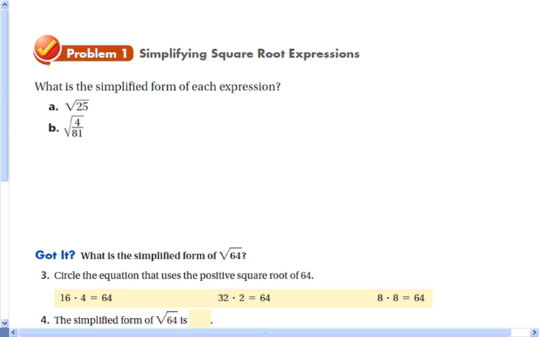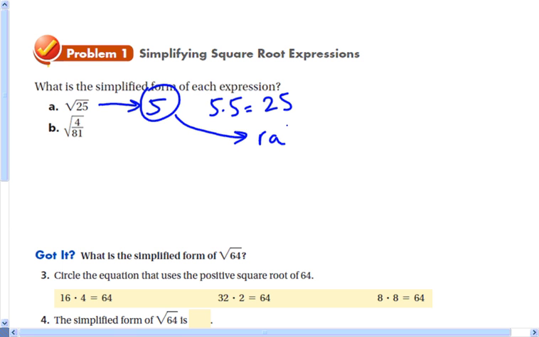All right, simplifying square root expressions. Again, this is a review. Sometimes the numbers turn out to be whole numbers like this. The square root of 25 is 5 because 5 times 5 equals 25. Now, when that happens, that's a rational number. We'll talk a little bit more about what a rational number is, but basically if it is a whole number or a decimal number or a fraction that either repeats or ends, then it's a rational number.